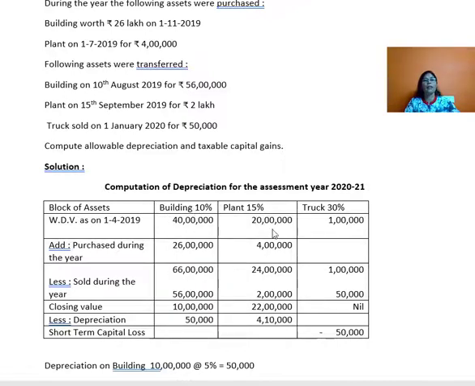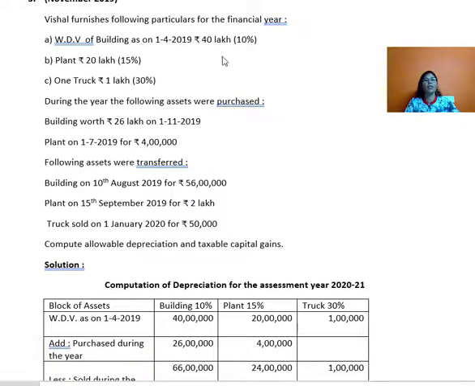One is building, plant and truck. Written down value which is given in the beginning, which is 40 lakh, 20 lakh and 1 lakh. Rate of depreciation 10%, 15% and 30%.